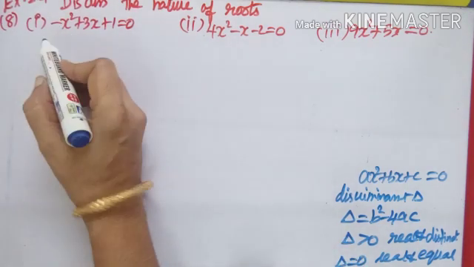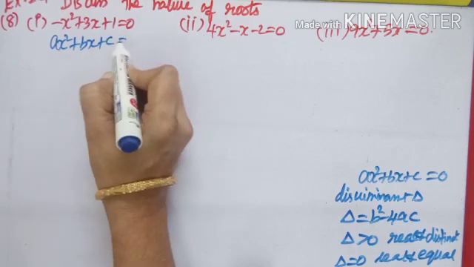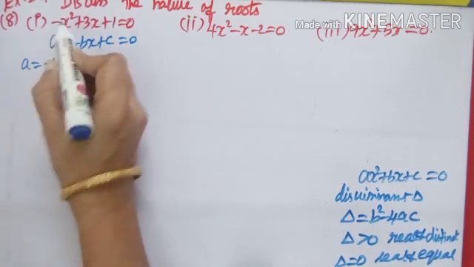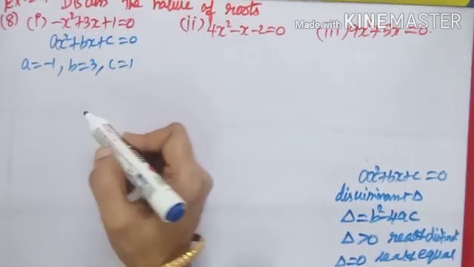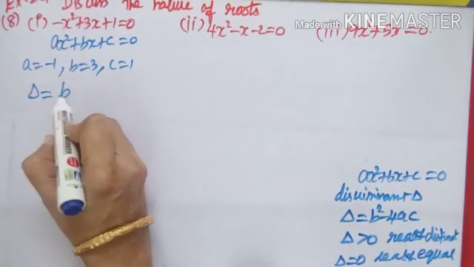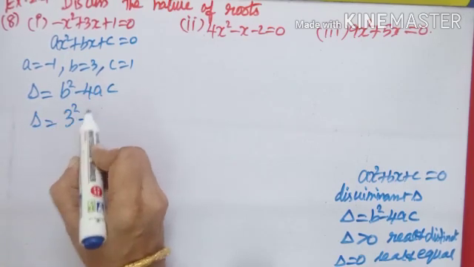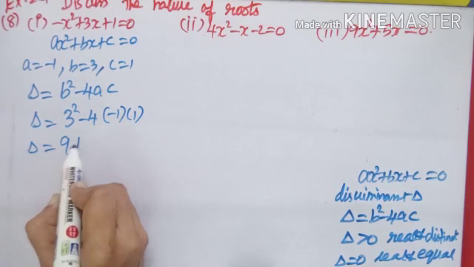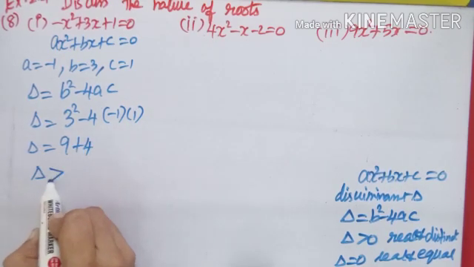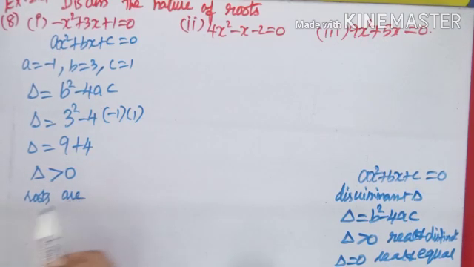Ax square plus bx plus c, if I compare, a equals -1, b is 3 and c is 1. Discriminant b square minus 4ac, 3 square minus 4 into -1 into 1, 9 plus 4, which is positive. I declare the roots are real and distinct.